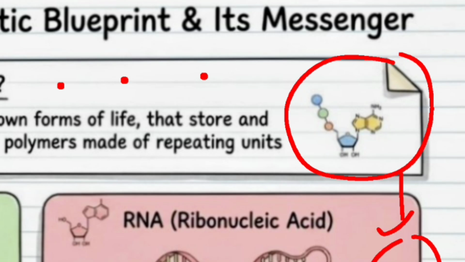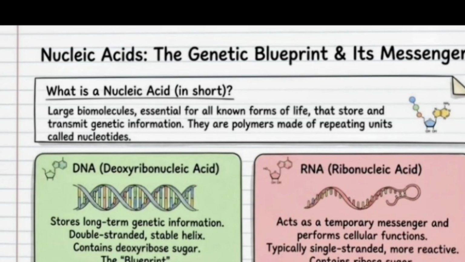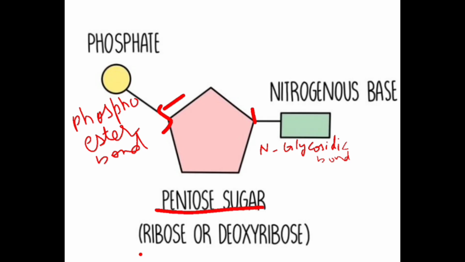We have majorly two types of nucleic acid. One is DNA and the other one is RNA. What is the difference between them? DNA is double stranded and RNA is single stranded. DNA has a helical structure. So we have a pentose sugar. It can be ribose or deoxyribose, meaning it can be RNA or DNA.